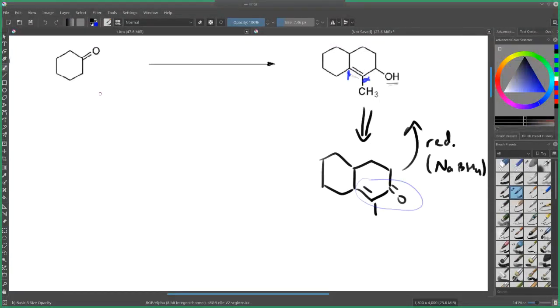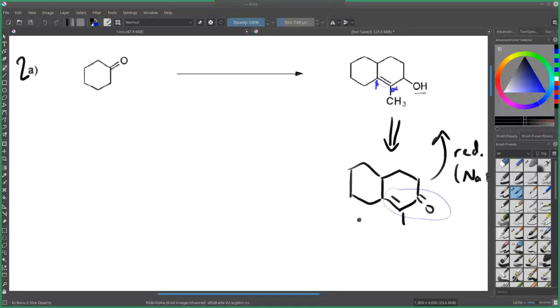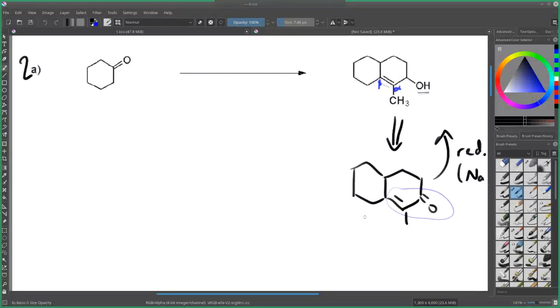Robinson. Yeah, there we go. So this is going to be a Robinson annulation because you have this whole six-membered ring, especially, and it's got a ketone and a double bond right there next to each other. Okay. So, good. Then we'll go right ahead and do it.